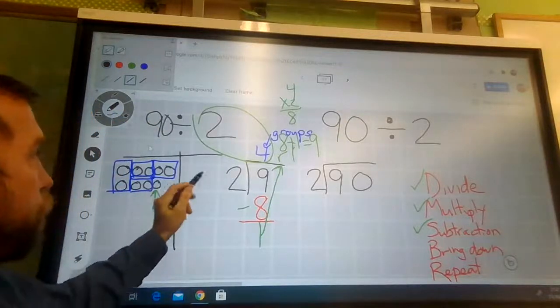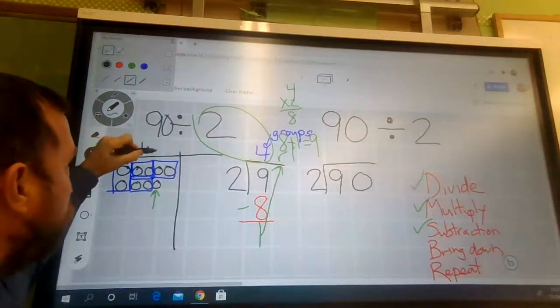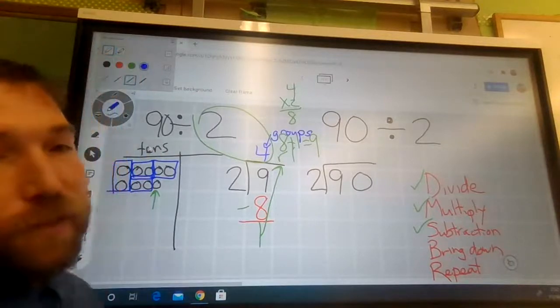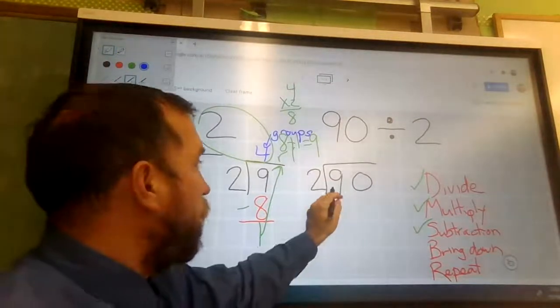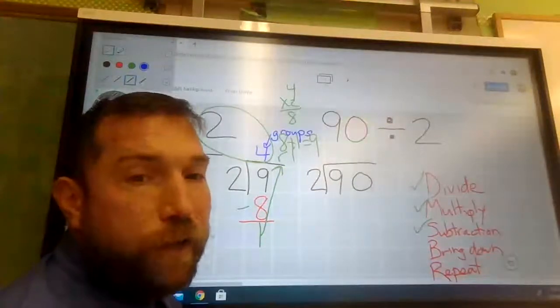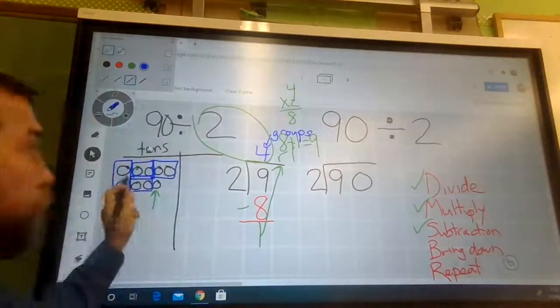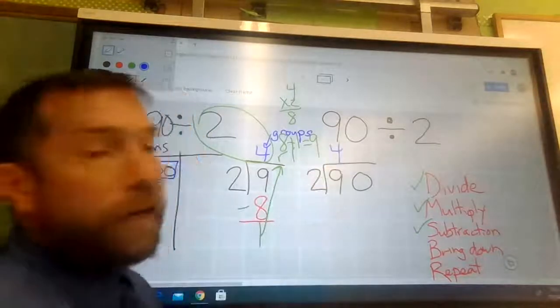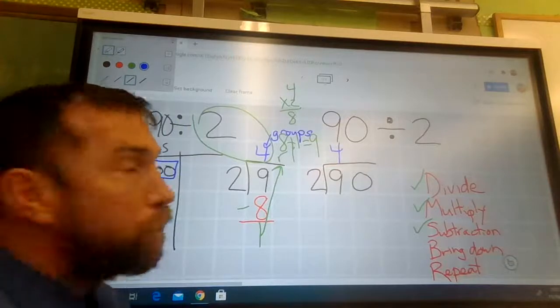now something is going to change because this is my tens place. That first part would stay exactly the same. In my 9 here, how many 2s could I fit in? How many groups of 2? The answer is still 4. 9 divided by 2 has not changed.